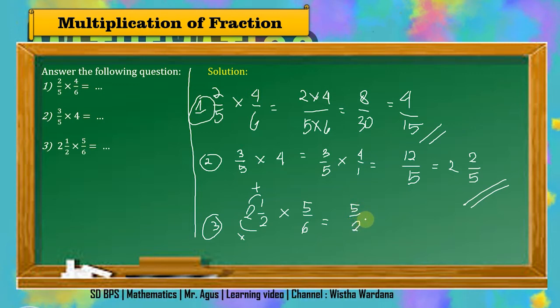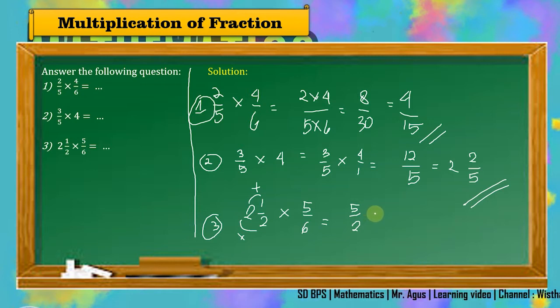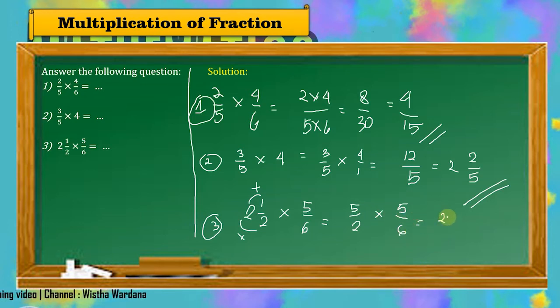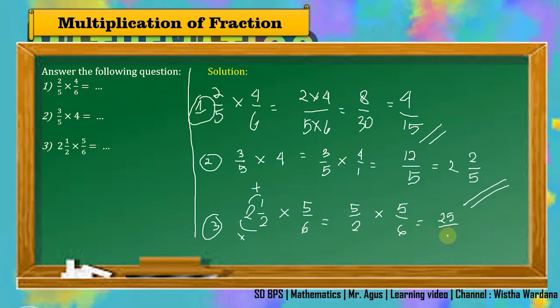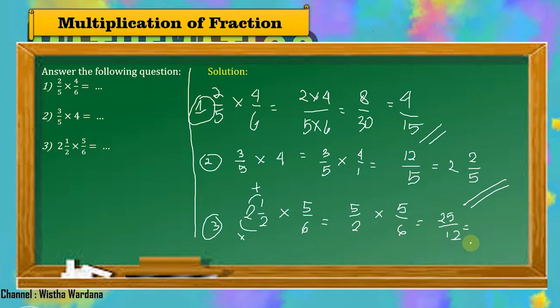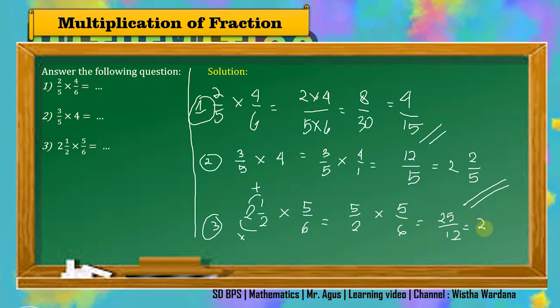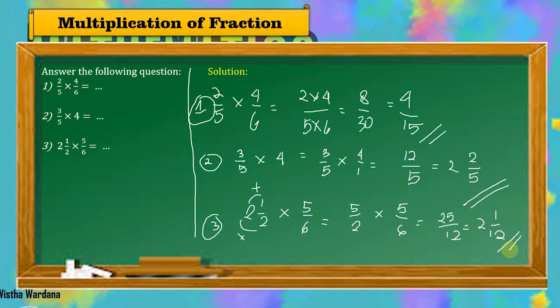So 2 1/2 changes into 5/2. And then multiply by 5/6. You will get 5 times 5 equal to 25, and 2 times 6 equal to 12. This is an improper fraction, and you can change it to a mixed fraction by dividing 25 by 12. So the quotient is 2, the remainder is 1, and the divisor is still 12. So the last answer is 2 1/12.